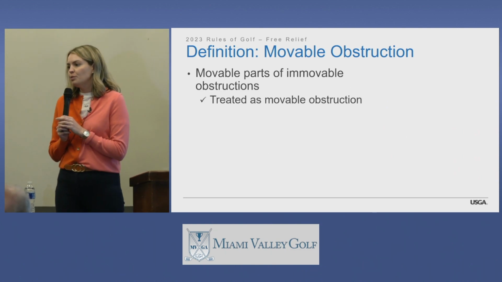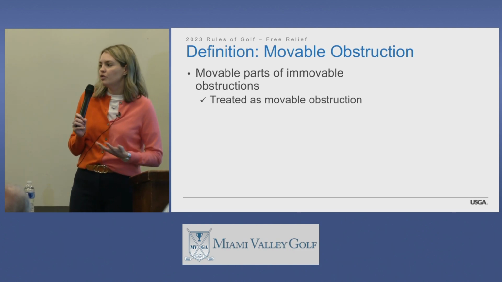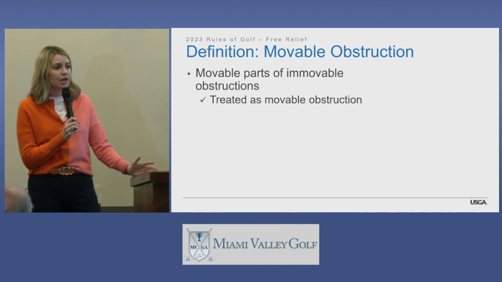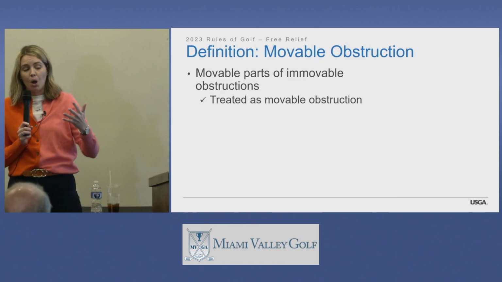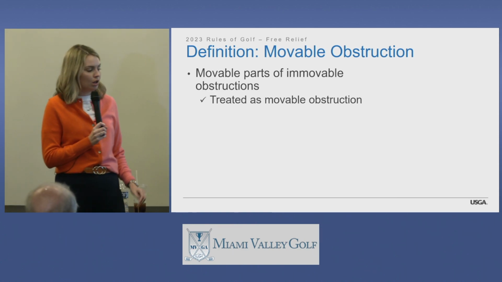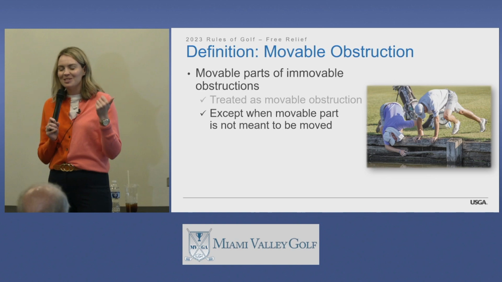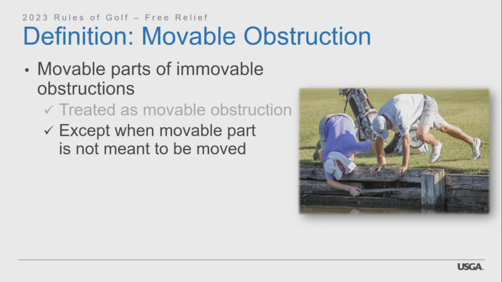If we have, though, an immovable obstruction, and part of it is movable, we're going to treat that movable part as being movable. We just have a fence out on the course, it's not defining the boundary, and there's a gate. And I can go up and open and close that gate. It's readily movable. I'm going to treat that part as being a movable obstruction. Or if it's not meant to be moved, perhaps these planks have been there for a while. They might be a little bit loose, but are we supposed to go up and start moving that retaining wall out of the way? No. So if it's not designed to be moved, it is not going to be treated as being movable.